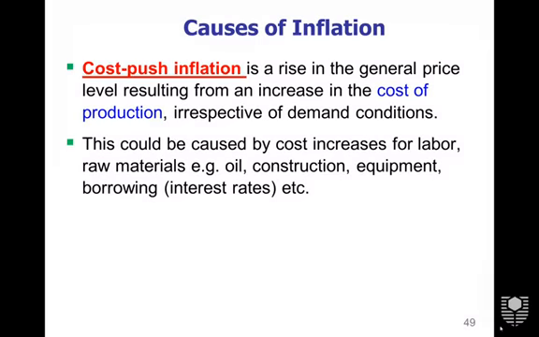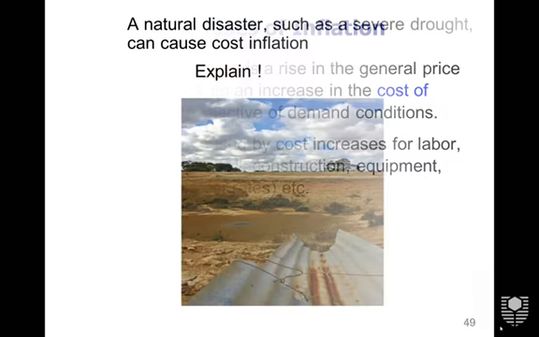Cost push inflation is from the supply side, and it is a rise in the general price level resulting from an increase in the cost of production irrespective of demand conditions. If there would be an oil price shock, or construction cost increases, or interest rates increase, the cost of production would increase and it will lead to high prices, and it would be called cost push inflation.